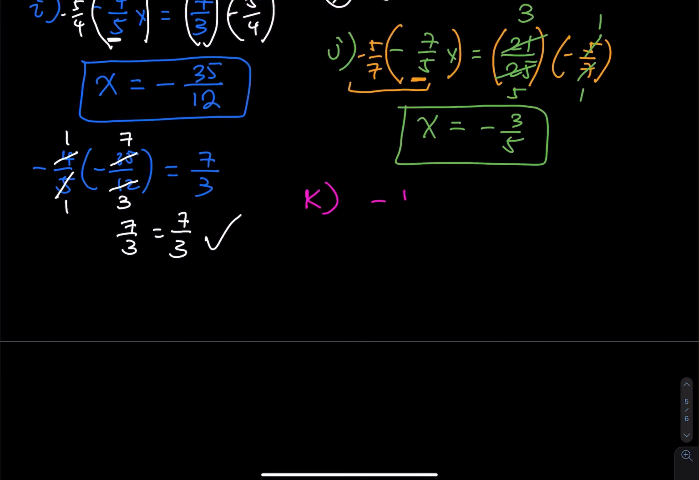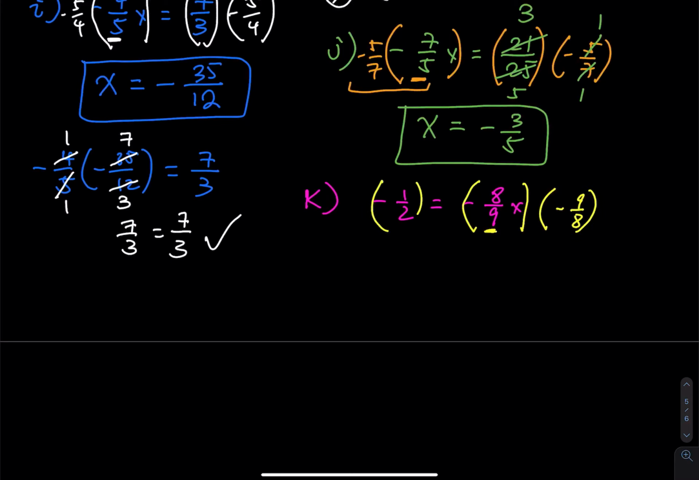K, negative 1/2 equals negative 8 over 9 times x. I need to multiply both sides by what? I need to multiply both sides by the reciprocal of the coefficient. Where is the coefficient? The coefficient is the number in front of the variable. All right, so the reciprocal will be negative 9 over 8.